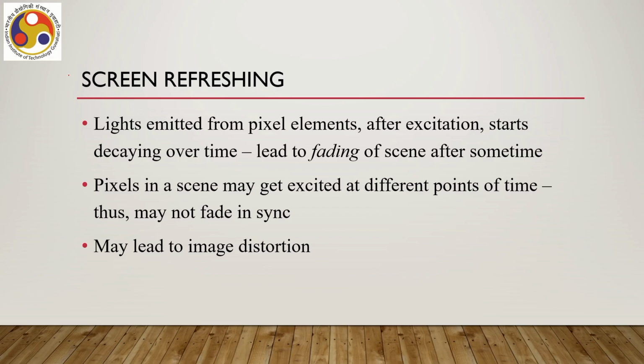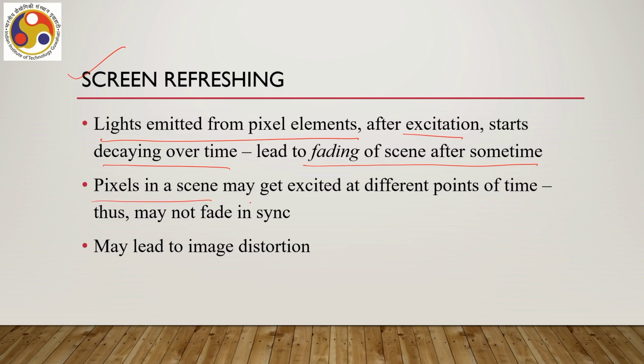Another important concept here is screen refreshing. Light emitted from pixel elements after excitation starts decaying over time. That is the physical property of the material which makes the pixels. Now, this decaying light leads to fading of the scene after some time. Although the image is not changing, the scene starts fading because the emitted light starts decaying over time.